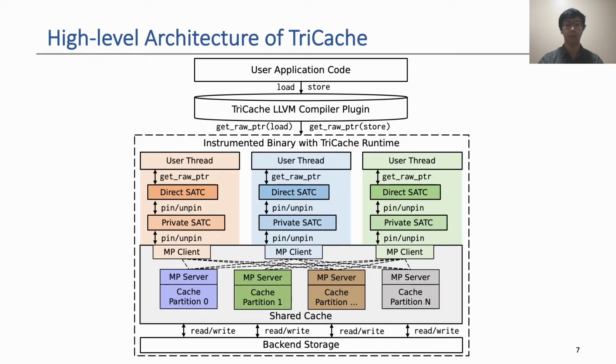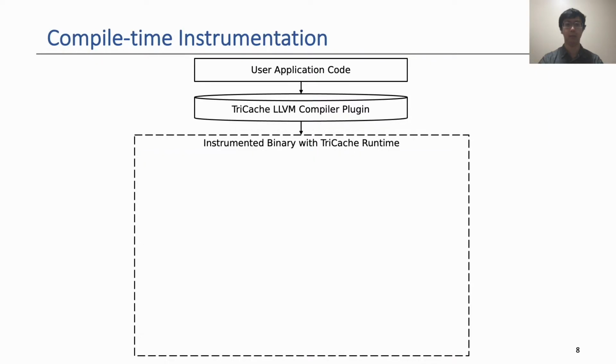This figure shows the high-level architecture of TriCache. In the following slides, we will introduce this figure and the design of TriCache step by step, and use an example to show how TriCache works. At compile time, the user application is compiled into a binary with the TriCache runtime. The TriCache compiler plugin instruments memory accesses, such as load and store, and inserts TriCache runtime API calls.